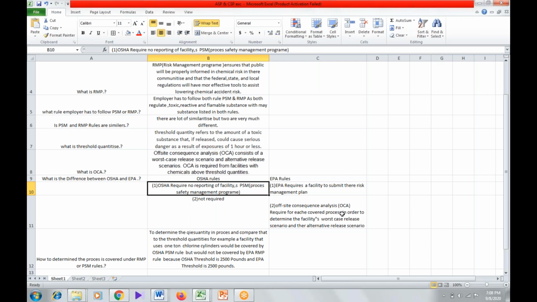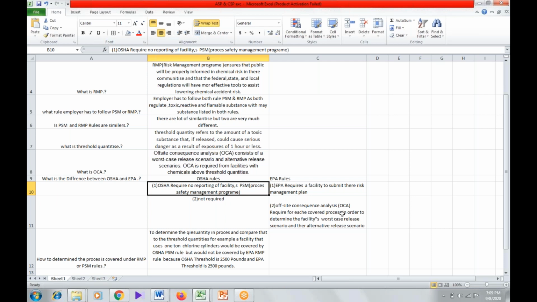OSHA requires no reporting of the facilities, while EPA requires facilities to submit their risk management plan. A facility means any company, organization, or anything. According to OSHA, there is no need to submit the process safety management (PSM) program. OSHA actually has no such requirement, but for EPA, each and every organization or facility is required to submit its risk management plan. So this is one of the differences.